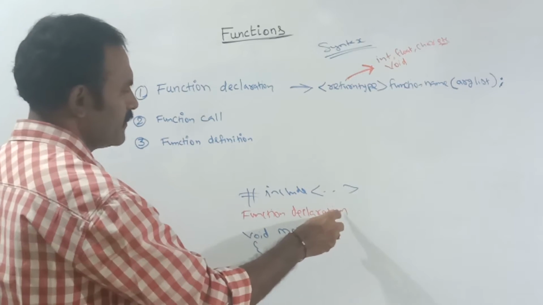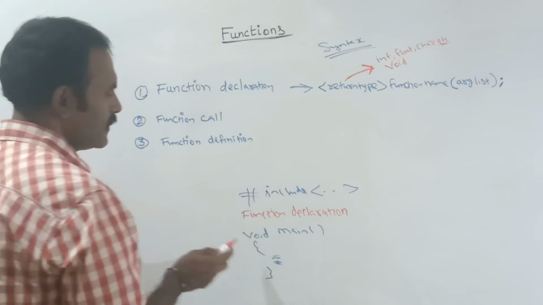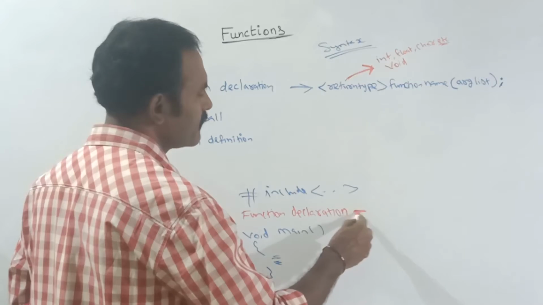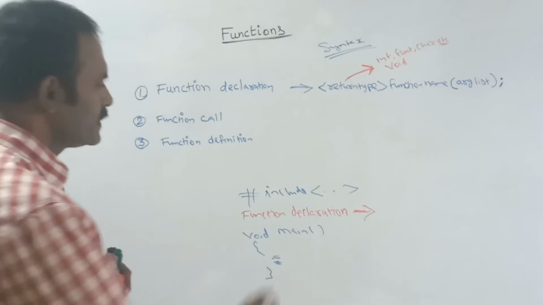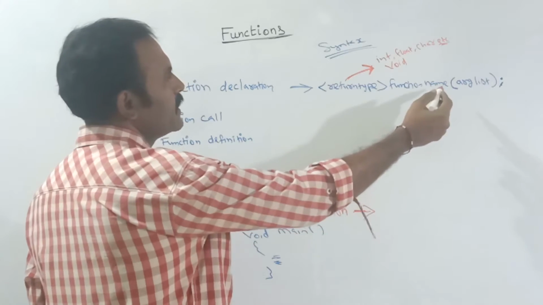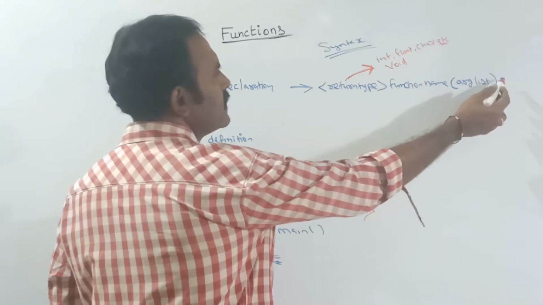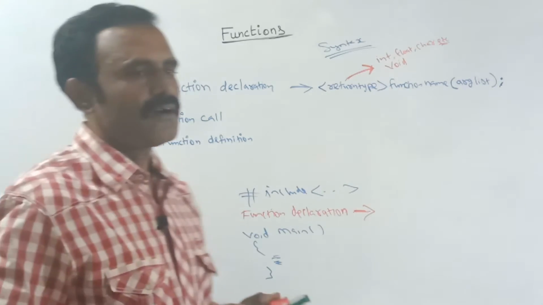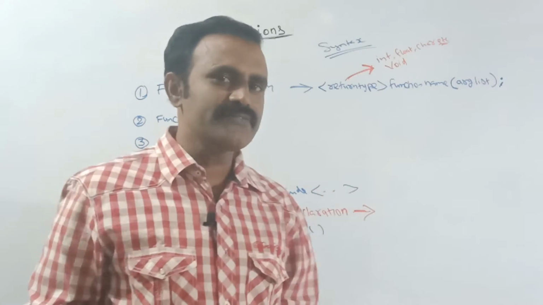We can declare the function here. When declaring the function, the syntax is like this. Here, for the function declaration, while declaring the function name, we should give a semicolon at the end. Next, let us see about the function call, that is, calling the function.